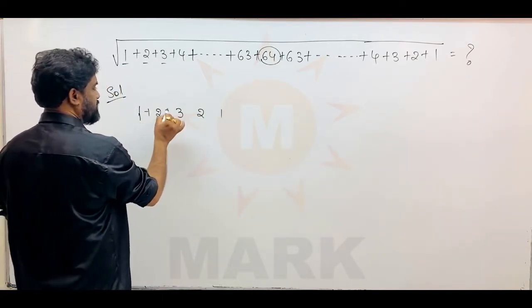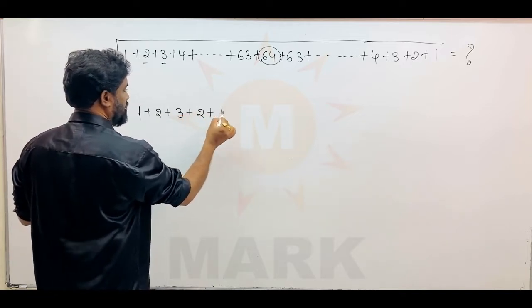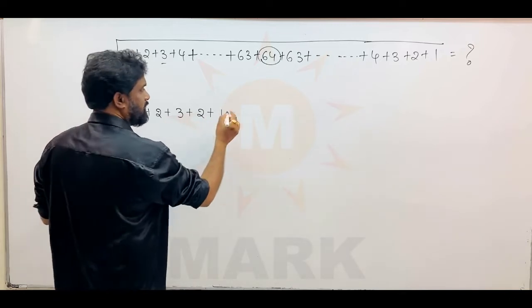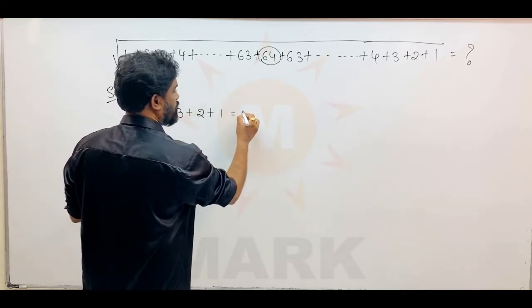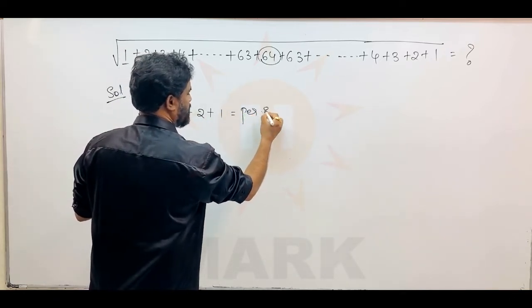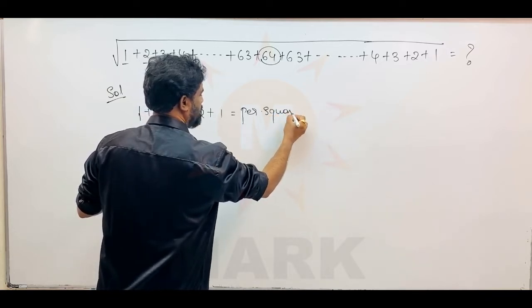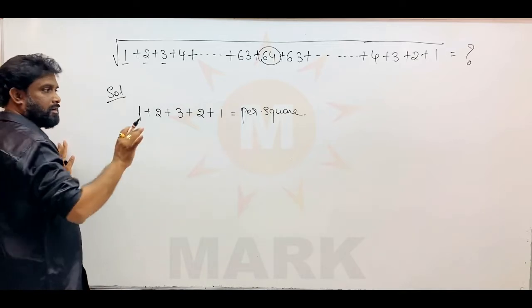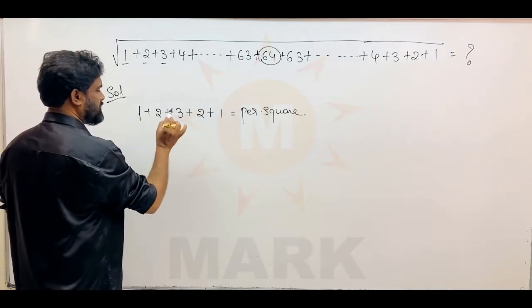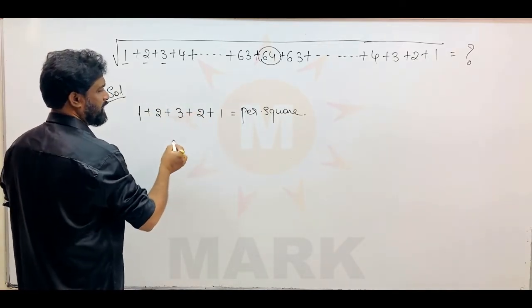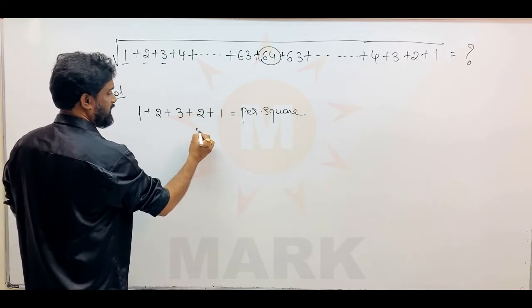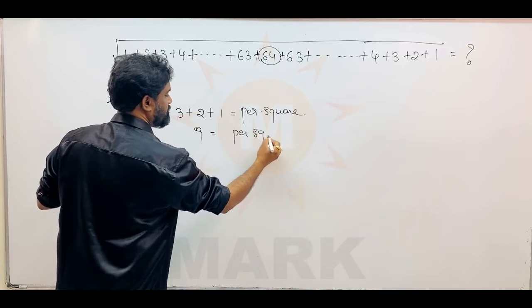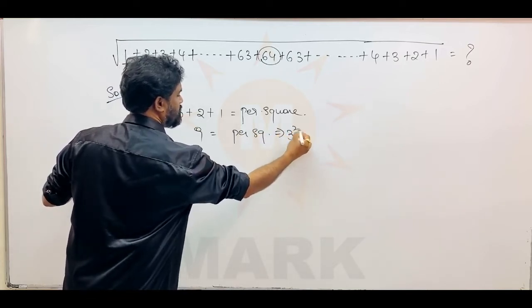Add up those numbers. If you add these numbers in this way, whatever sum you get will be a perfect square. It will be a perfect square, no doubt about it. Clearly you can see 1 plus 2 plus 3 is equal to 6, 6 plus 3 is equal to 9. So clearly the sum is 9. 9 is nothing but a perfect square, which is in turn equal to 3 square.